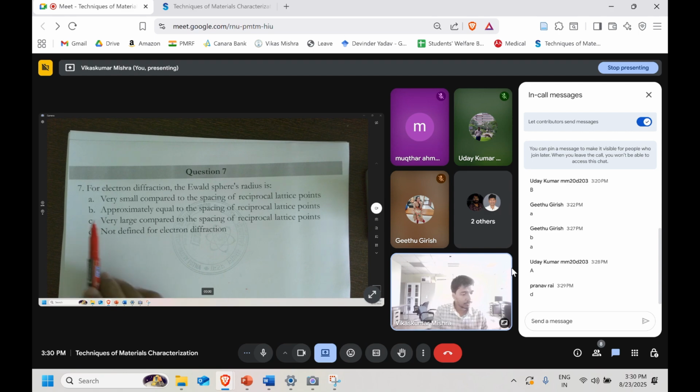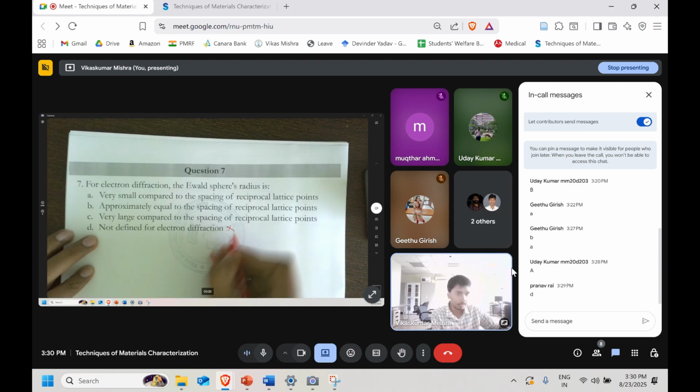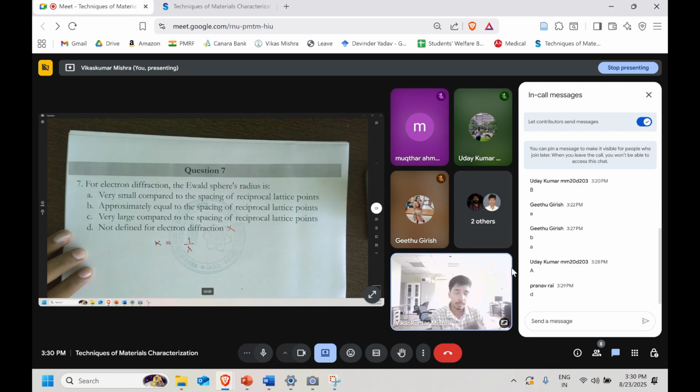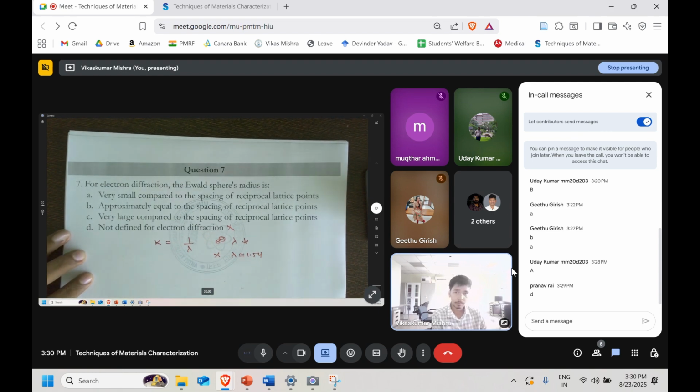So, not defined for electron diffraction? No, we cannot say that. It's defined for electron diffraction. See, the radius of the Ewald sphere is nothing but 1 over lambda. And for the electron beam, we know that lambda is very low. While for the X-ray, lambda is more or less like 1.54 angstrom if we talk about copper. So more or less it will be like this, right?